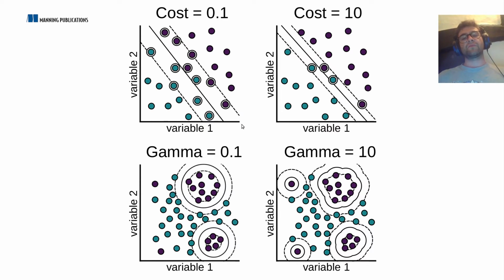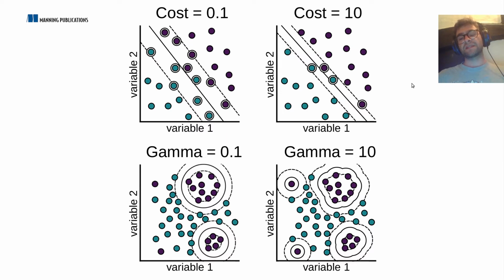And what this means is that if your cost is too low, the algorithm may learn a decision boundary which is actually quite insensitive to local changes near the decision boundary, near the separation between your two classes. And so if the cost is too low, then you may end up underfitting your model.